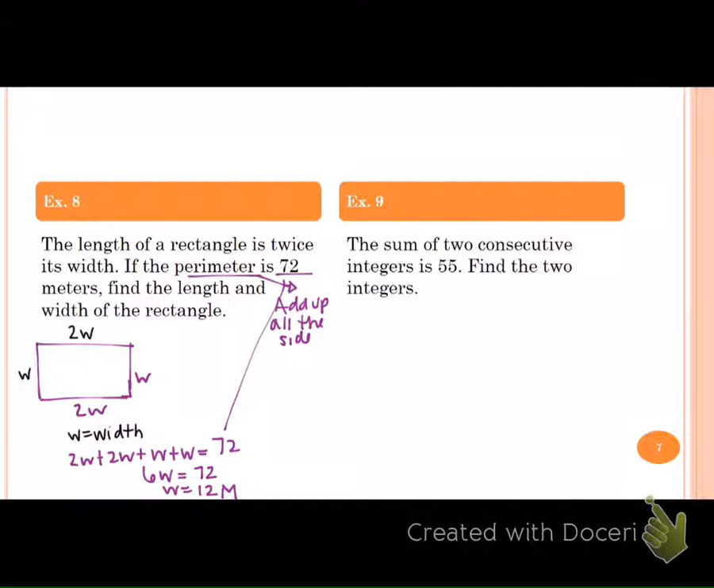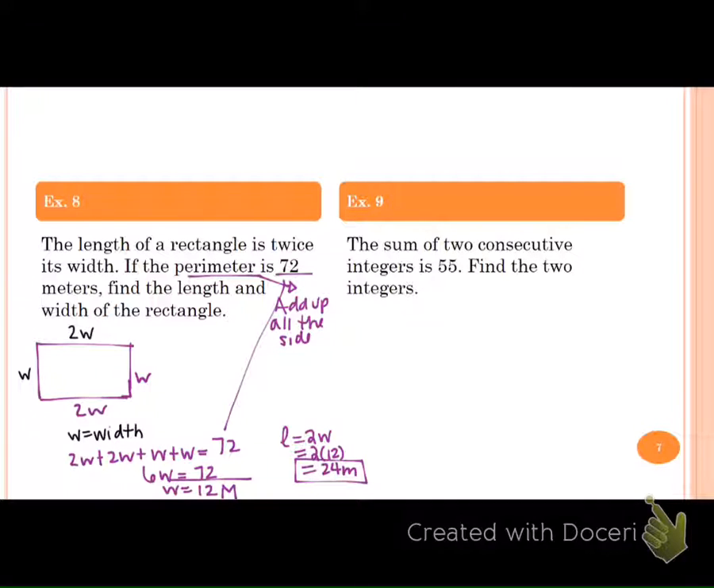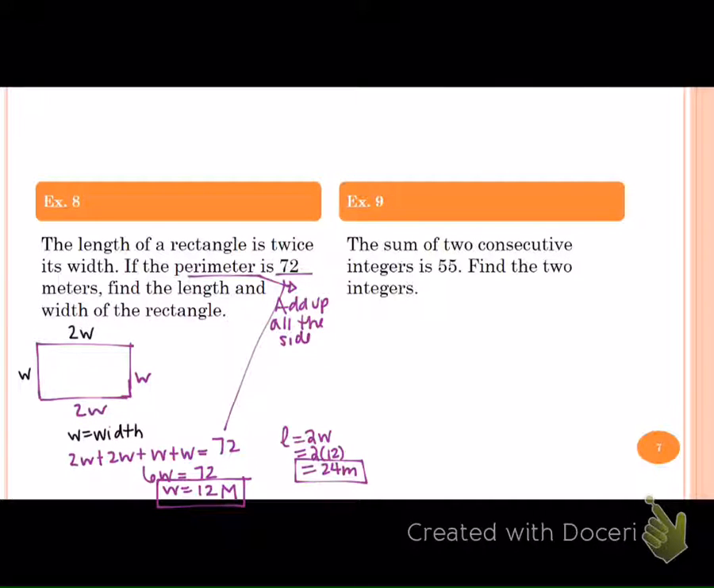Which one of these is the length? So what do you have to do with the W that you just found to find the length? Length equals 2W, right? So what do we multiply W by, or 2 by? What did we just find W to be? 12 meters, so I'm going to drop the M for a second there. So that is 24 meters. So we know that the length is 24 meters, and the width is 12 meters.